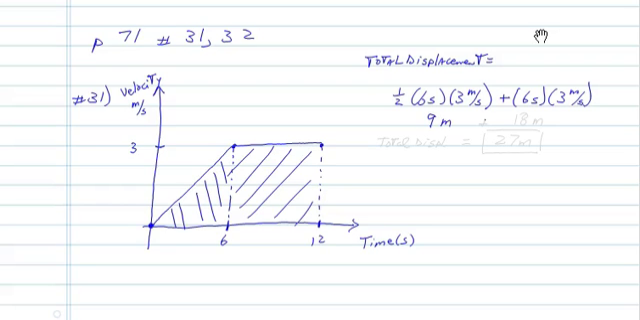Seconds times meters per second gives you meters. 6 times 3 is 18, seconds times meters per second again gives you meters, so the total displacement is 9 plus 18, or 27 meters. Sakazi went a total of 27 meters before he fell down.